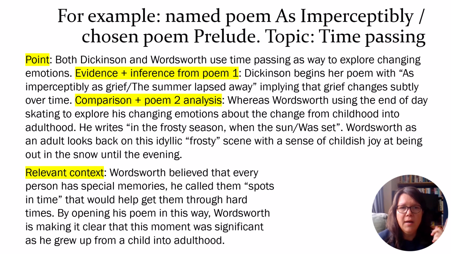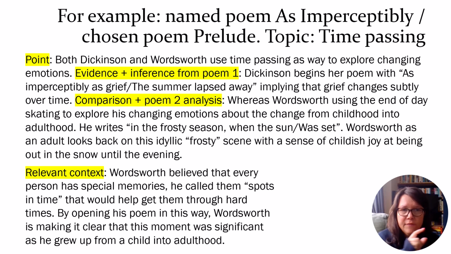So this is what a sample paragraph might look like if As Imperceptibly as Grief was the named poem. I've chosen to write about Prelude, and the topic is time passing. So I've got my point: both Dickinson and Wordsworth use time passing as a way to explore changing emotions. So I'm saying something about the topic.